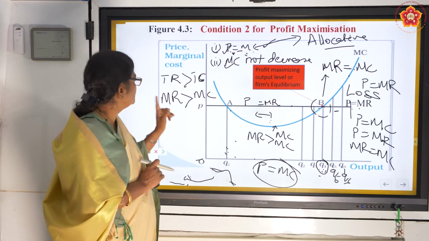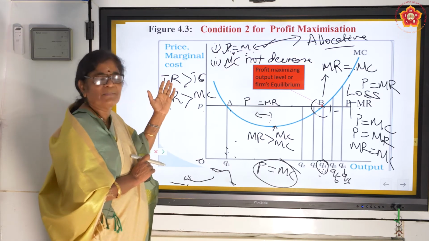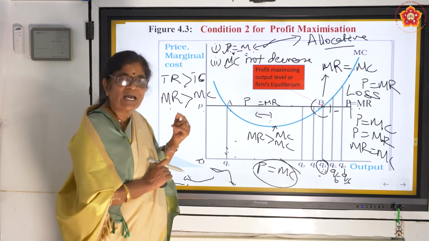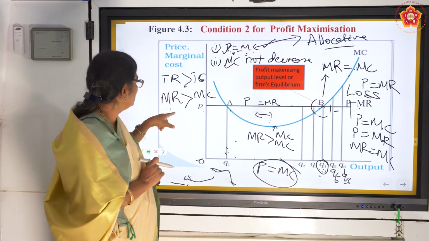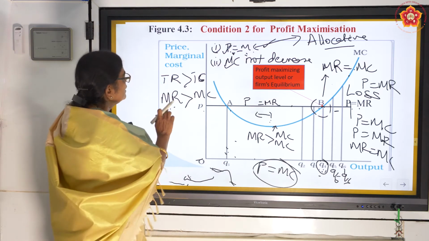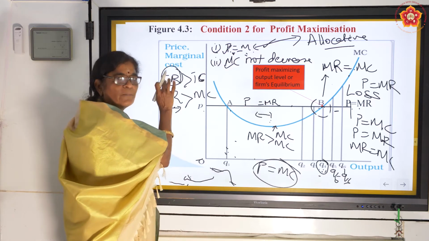Or you also have to say, as long as MR is greater, because you have to convert TR to MR; both are the same. TR is revenue for total output, MR is revenue for additional output. Both concepts are the same, but in terms of units, MR is for one additional unit, while TR is for all the total output produced.